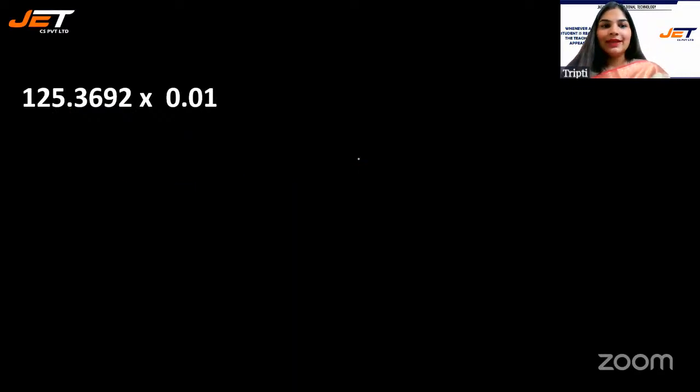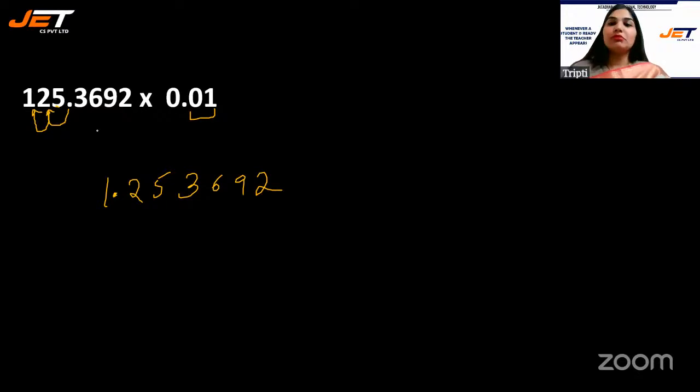Okay. Let's see the next one. How will you do this? Now we have two decimal places while multiplying. So you have to shift the decimal two places to the left. Now it's here, two places to the left. It will be 1.25369.2. Okay, that's how you have to do it. If you're multiplying by a decimal number, you have to shift it to the left, not the right.